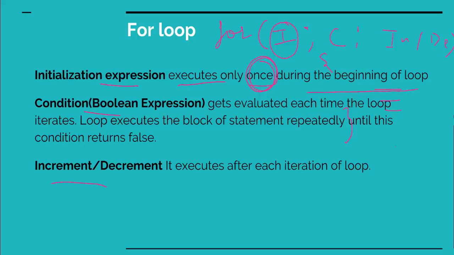Now the condition. The condition will be a Boolean expression, meaning it is going to return either true or false. The condition will get evaluated each time the loop iterates. Every time the loop goes through, the condition will get evaluated, not like the initialization expression, which only executes once. The condition will execute every time the loop iterates.